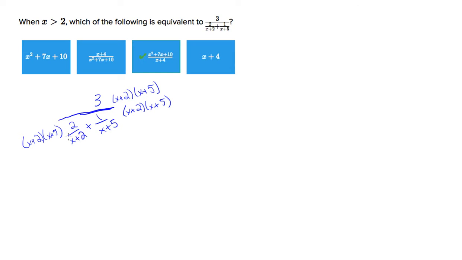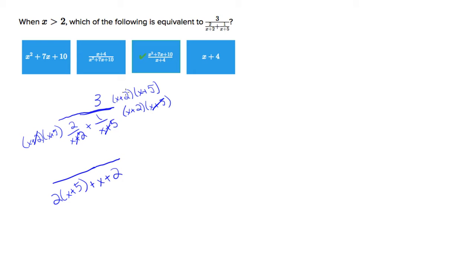So when I take this first term of the denominator and multiply it by this, the x plus 2's cancel. And that's actually what we were looking for here. So we're left over with just 2 times x plus 5. And then when we multiply this term by the same thing, the x plus 5's go away. So we're just left with x plus 2.